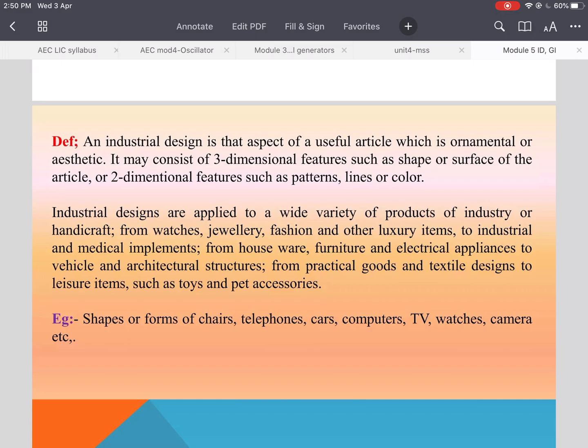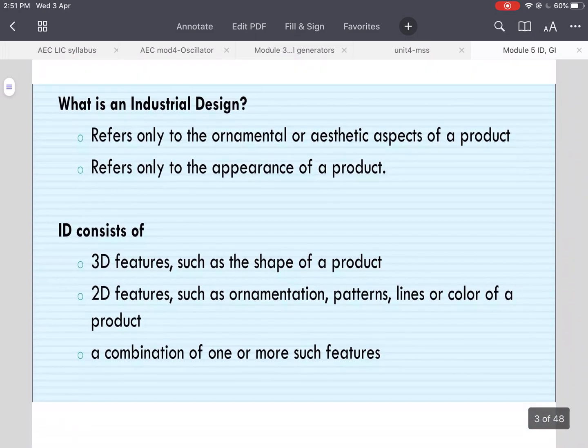Industrial designs are applied to a wide variety of products in the industry, such as watches, jewelries, fashion jewelries, storage equipment, industrial and medical implements, and everything. A few examples: you have chairs. There are many types of chairs. You have a unique shape of a chair which can guarantee more comfort and many features. As such, you can go for industrial design protection.